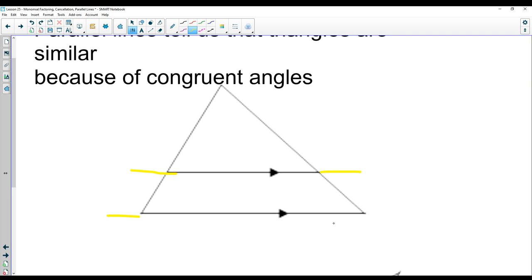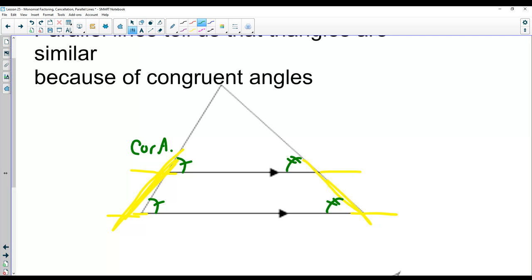So if I extend these out, do you see that we have parallel lines, and this would be a transversal here, this would be a transversal here. Once you notice that, you're like, oh, parallel lines and transversals. So we know we have special angle pairs. So we have corresponding angles here and here.